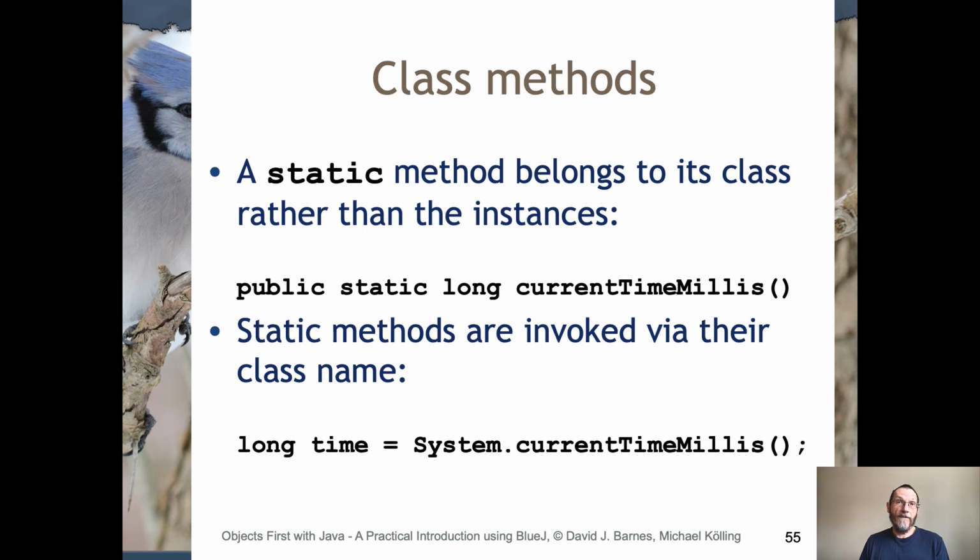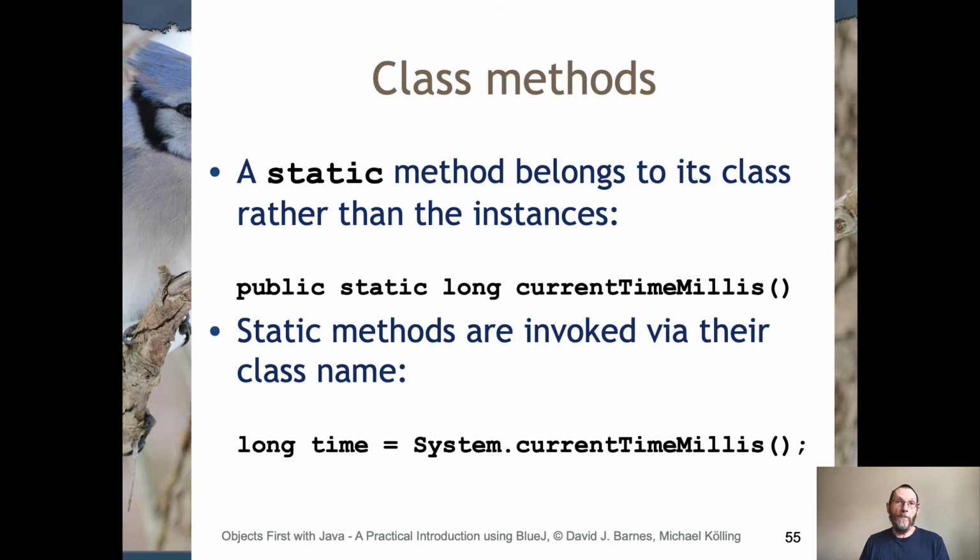Now, just as we can have static variables that belong to a class rather than its instances, we can define static methods that have the same characteristics. So static methods belong to the class rather than to instances, and therefore static methods are invoked by using the class name immediately preceding them.